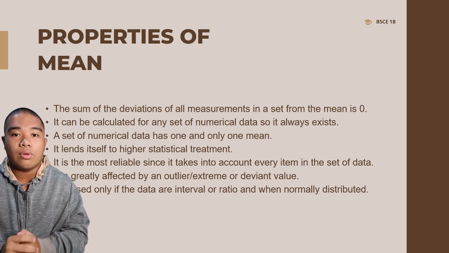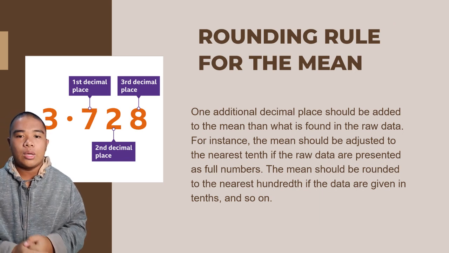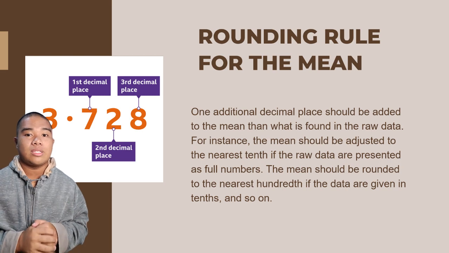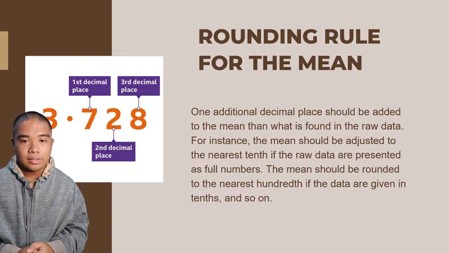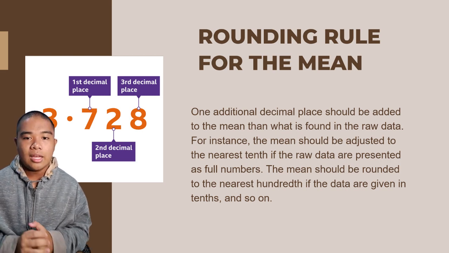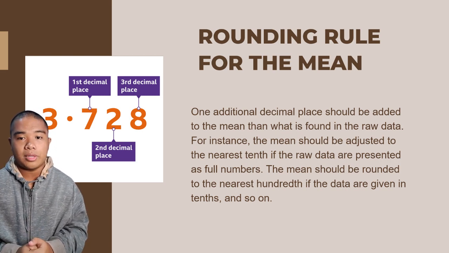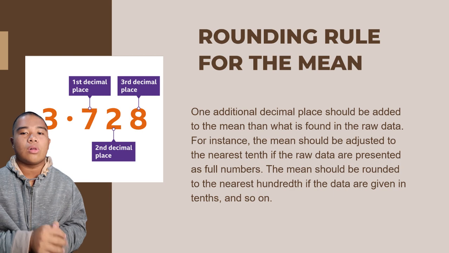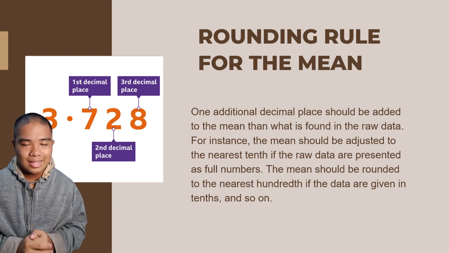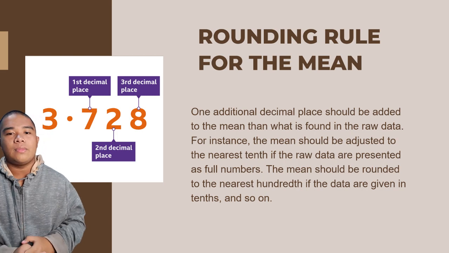Moving on to the rounding rule for the mean, one additional decimal place should be added to the mean than what is found in the raw data. For instance, the mean should be rounded to the nearest tenth if the raw data are presented as whole numbers, and the mean should be rounded to the nearest hundredth if the data are given in tenths, and so on.